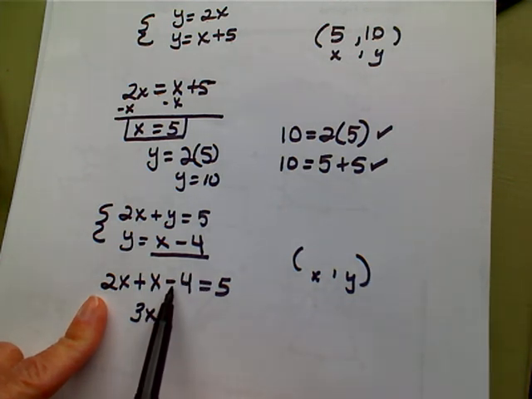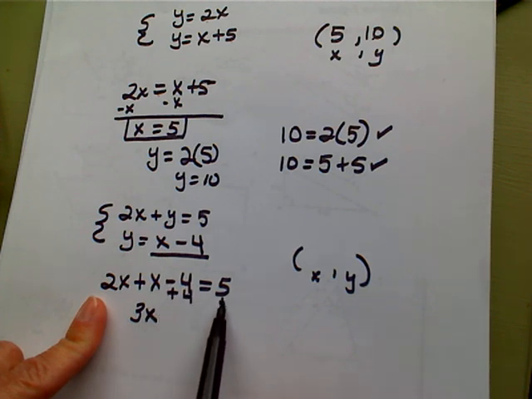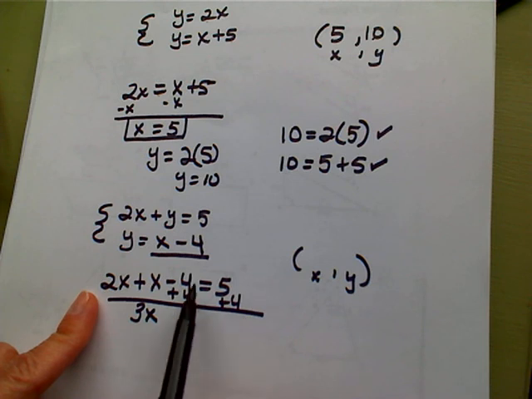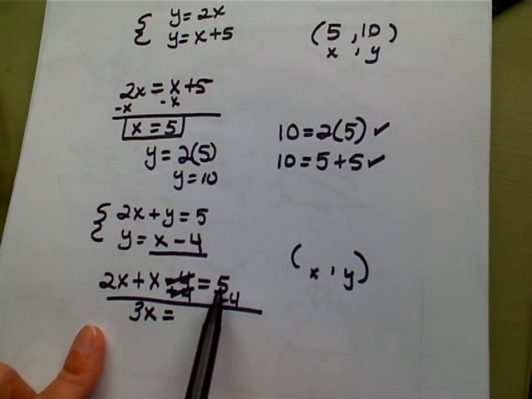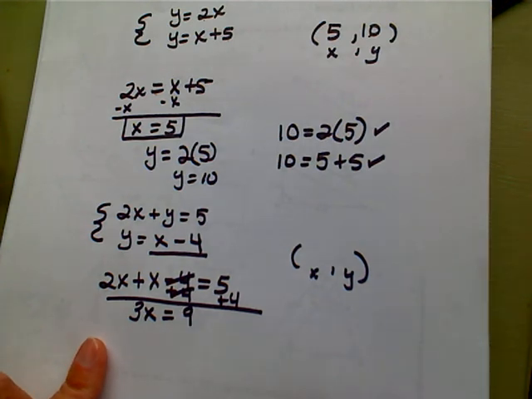And then if I want to move that negative 4 over to the other side, how am I going to do that? Remember, we're going to do the opposite. So that's subtracting 4. I'm going to add 4 to both sides. Okay? So that will cancel those out, leaving me with 5 plus 4 is 9.